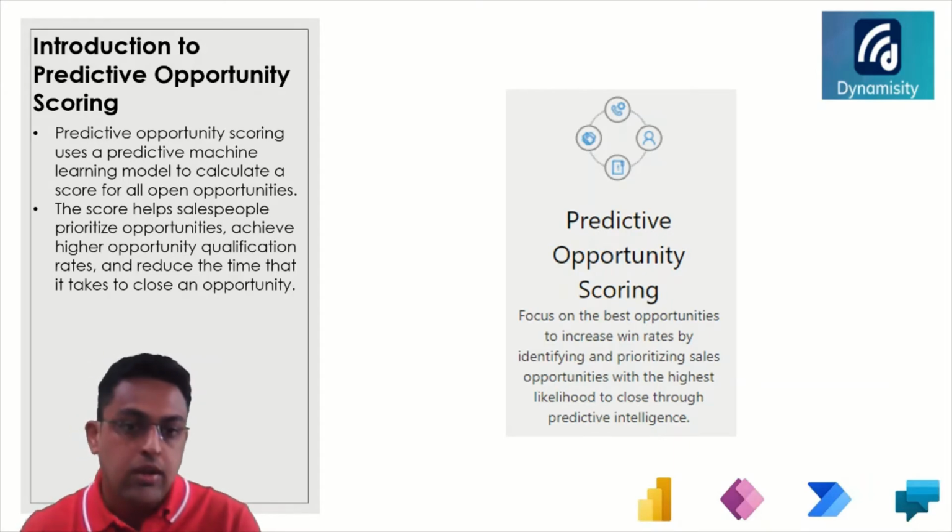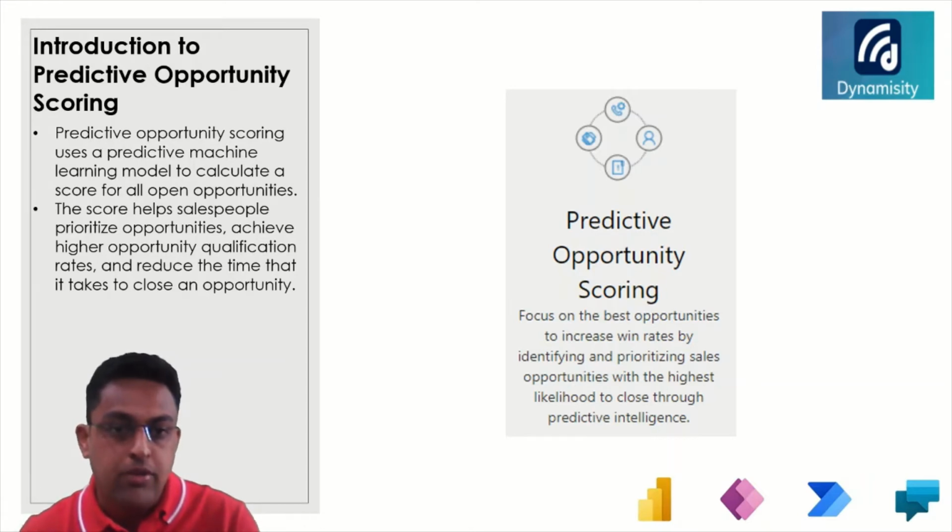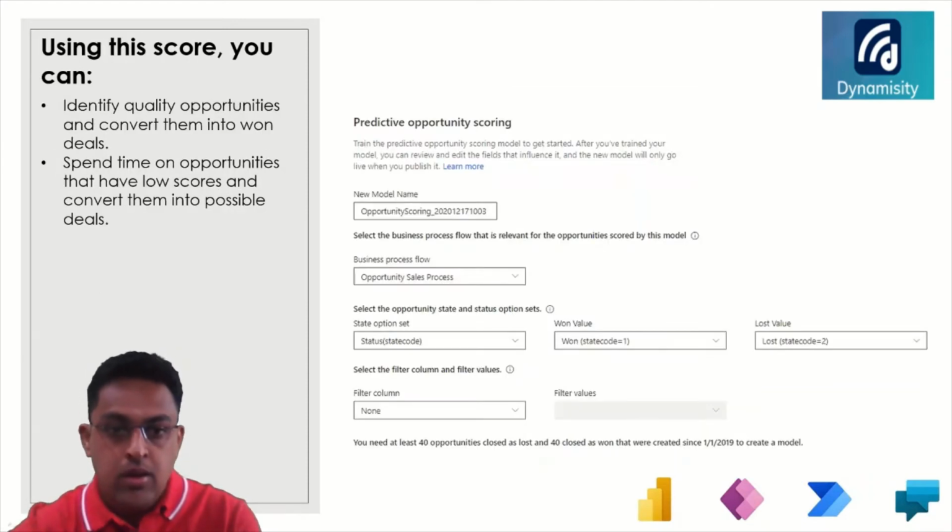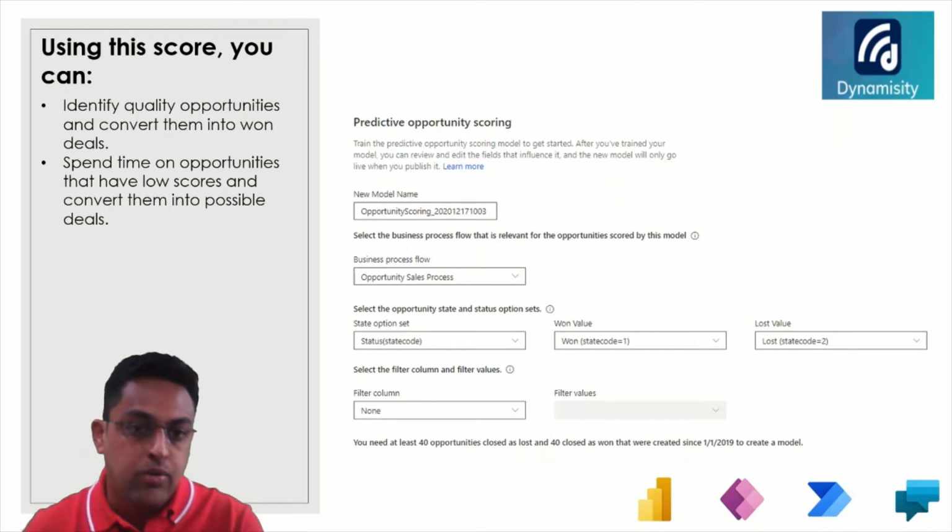So here we are talking about the example and the demo. We will talk about the winning and loss of a particular opportunity and how the scores can help. That's what predictive opportunity scoring can help us achieve. Here is also the configuration page. Using this score, you can identify the opportunities and convert them into winning deals using predictive opportunity scoring.